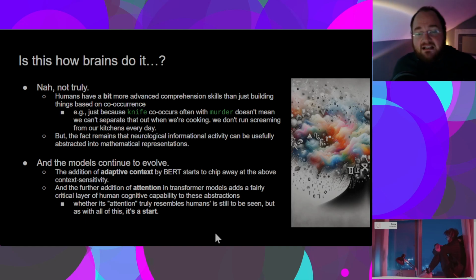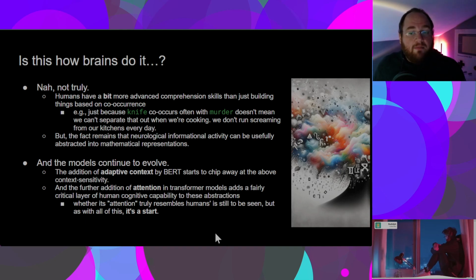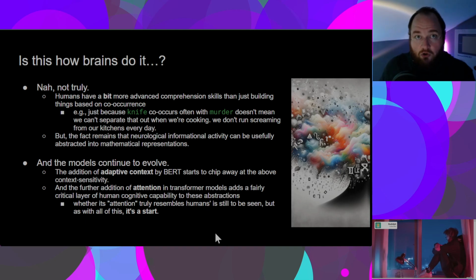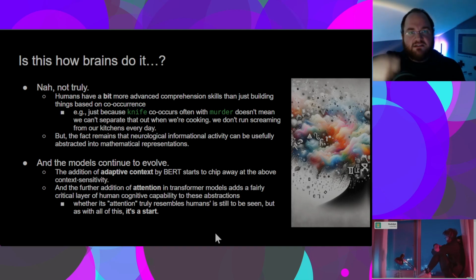The adaptive context by BERT chips away at some of that context sensitivity question right there. And the attention mechanism adds a fairly critical layer of a human cognitive capability to this whole converting-words-into-math thing. Now, does its attention truly resemble humans? Probably not, again, right? That's not always the goal with these things, but it does sort of abduct some concepts from human neurological and cognitive processing into its system. It's a start, if nothing else.